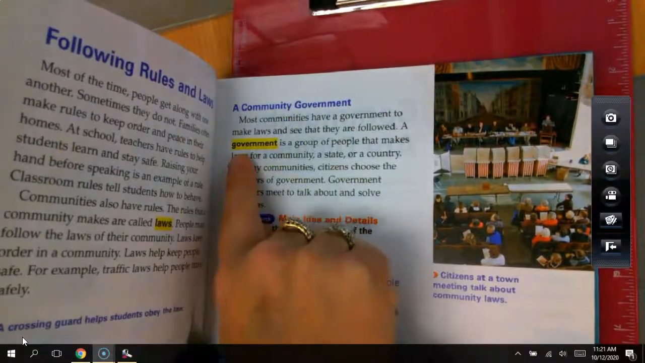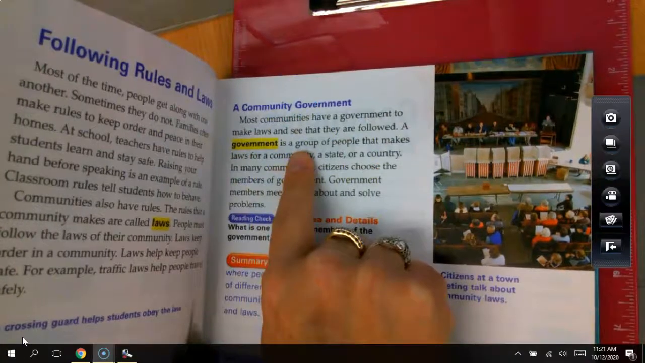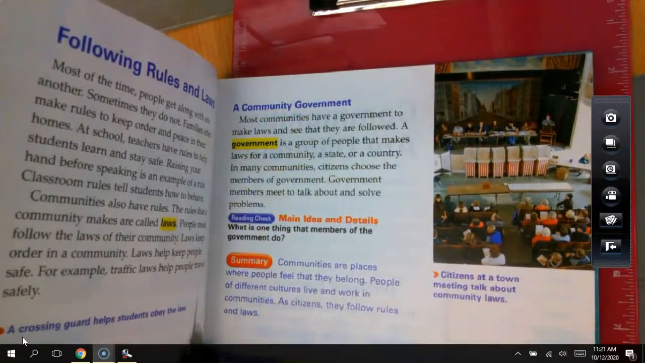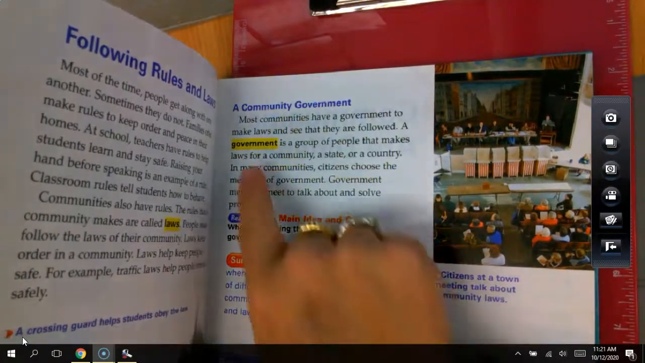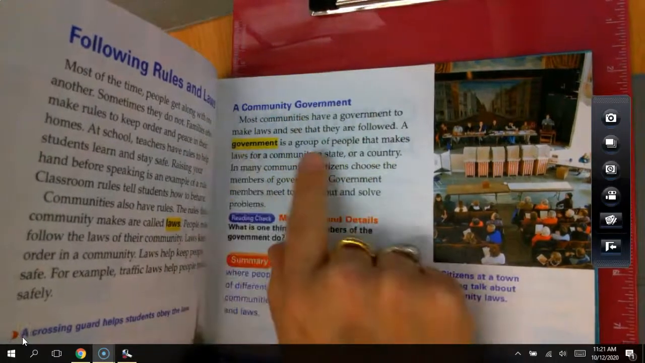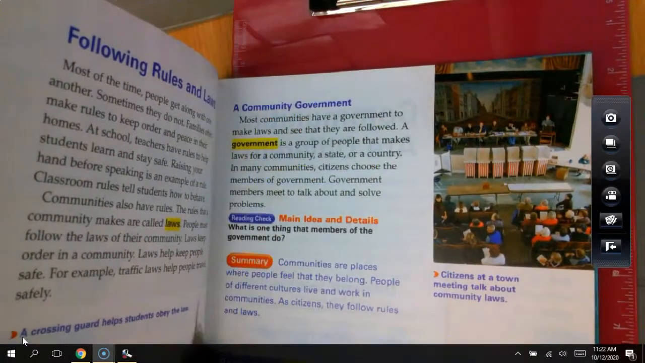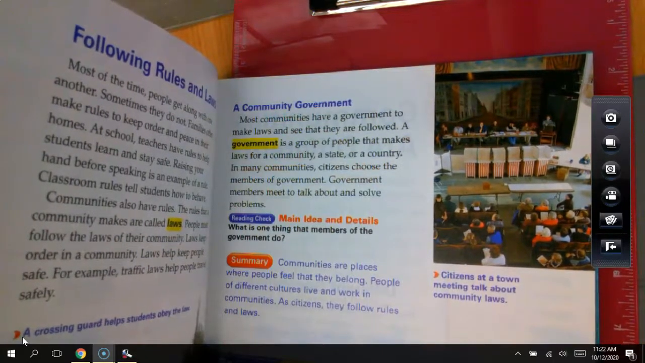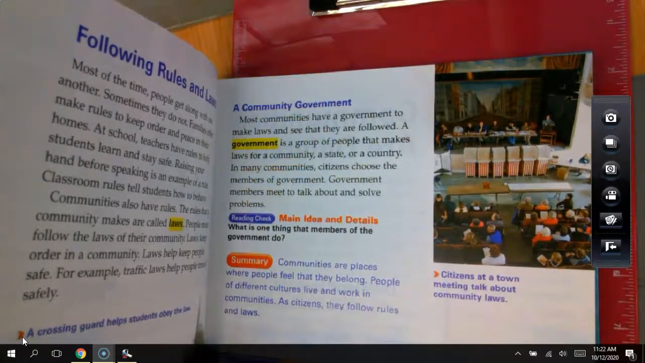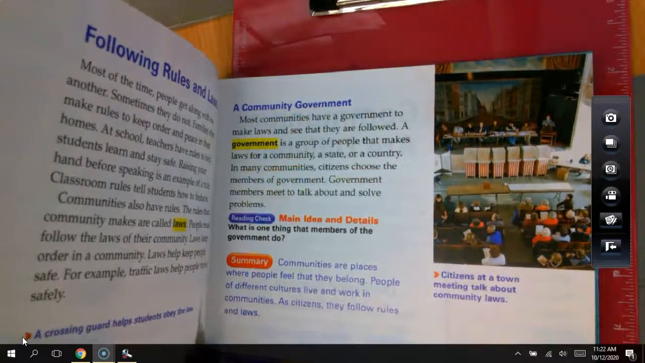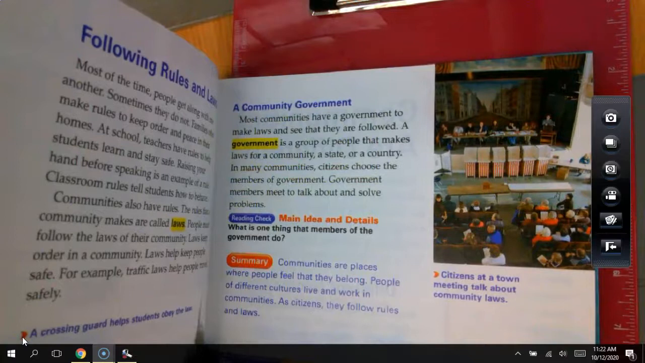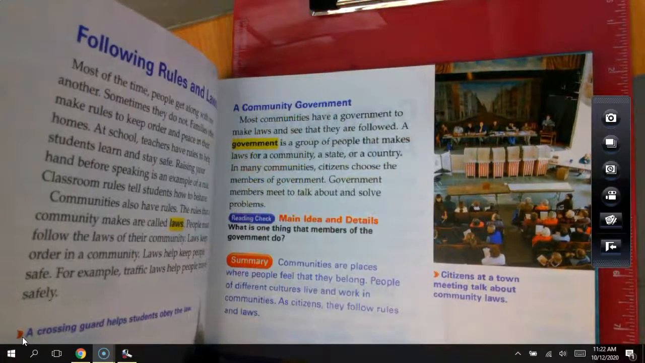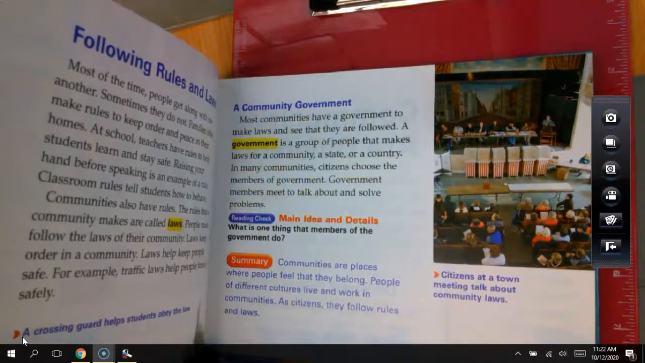So I remember the word government by the words group of people that makes laws for a community. Government starts with G and group starts with G. So our government is a group of people that makes laws for a community or the state that we live in, which is Ohio, and our country. Boys and girls, you're going to learn a lot about government in chapters following chapter 1.